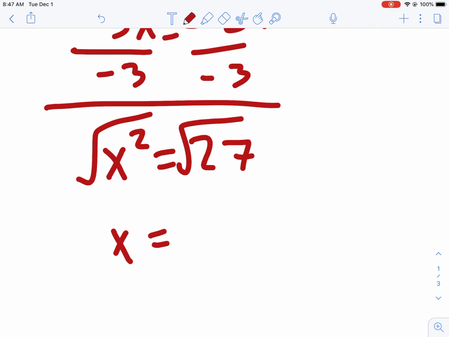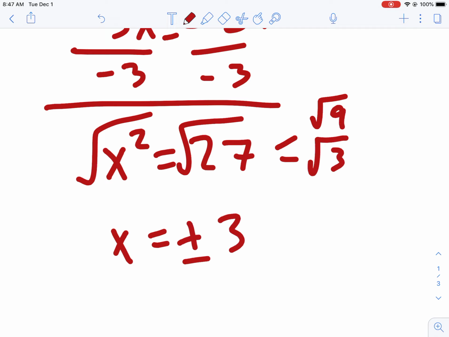X equals, so how can we break up 27? That can be broken up into the square root of 9 times the square root of 3. The square root of 9 is 3, so this will be plus or minus 3 square root of 3.